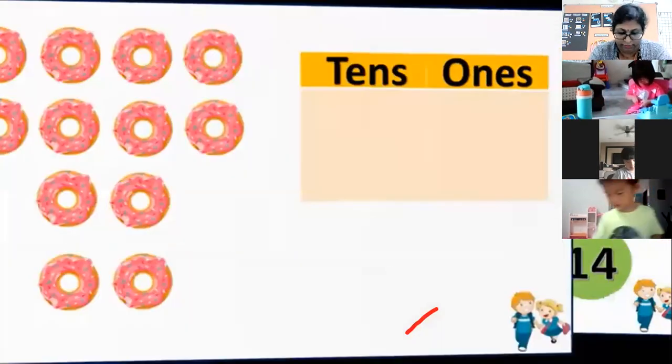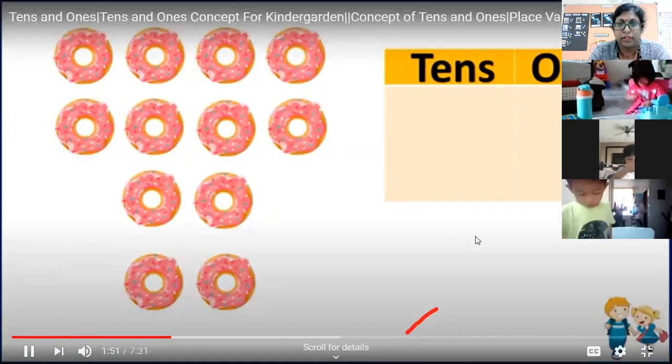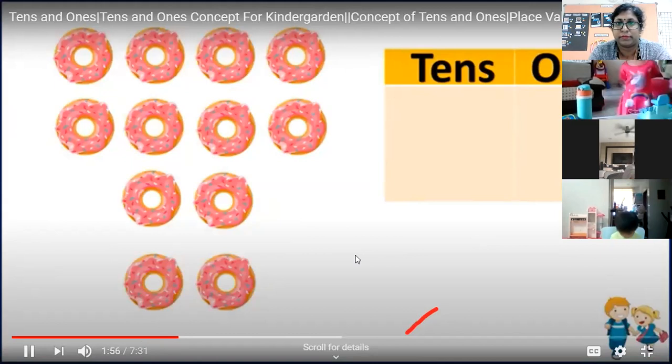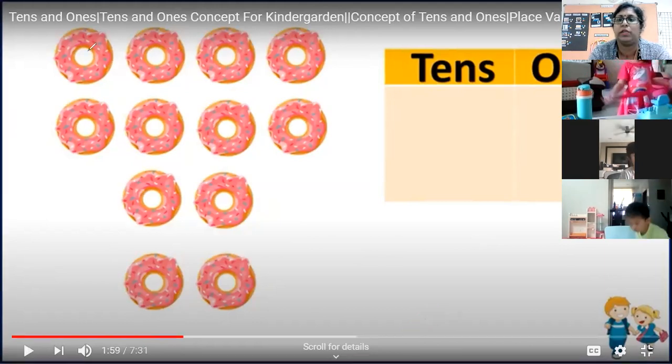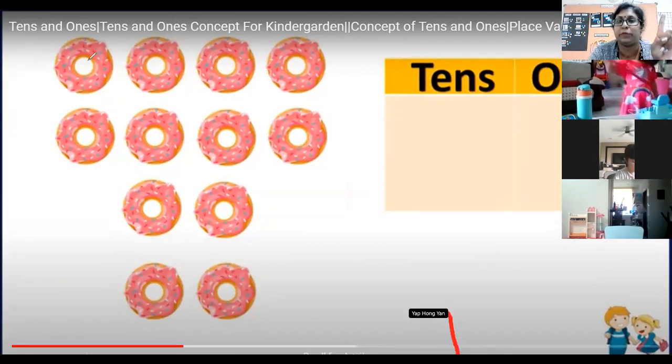Okay, now let's go to another one. The next set of objects. Here we have some donuts. Now let's start counting the donuts and group them as 10. Okay, let's count 10 in one group, right? So let's count the donuts first.